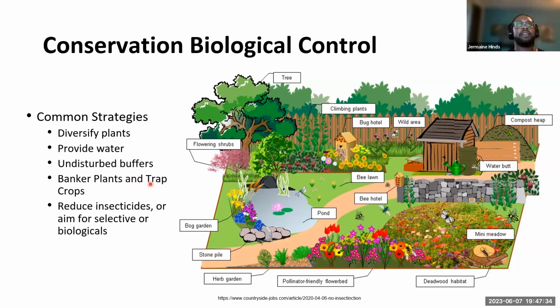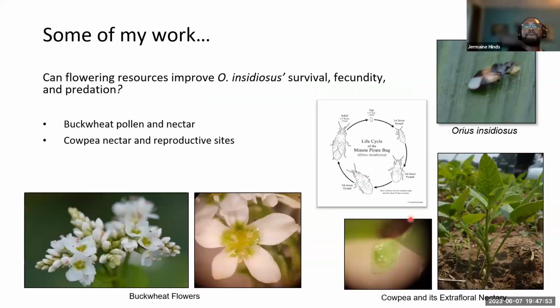You want to provide banker plants or trap crops, and then overall reduce your insecticide, because there are a lot of predatory species or just non-pest, non-beneficial insects that are a food source for the beneficial insects or organisms. And so now that I've talked about conservation biocontrol, I want to introduce a little bit of my work that relates to conservation biocontrol.